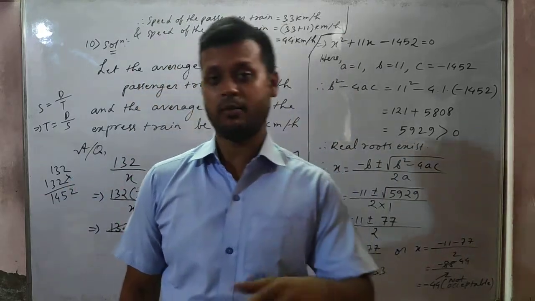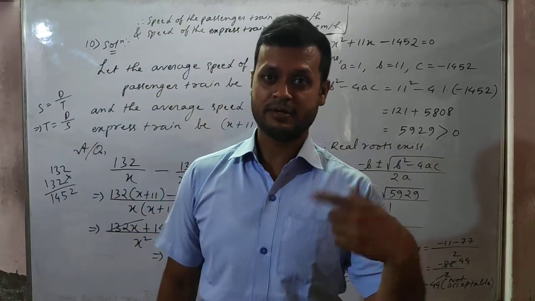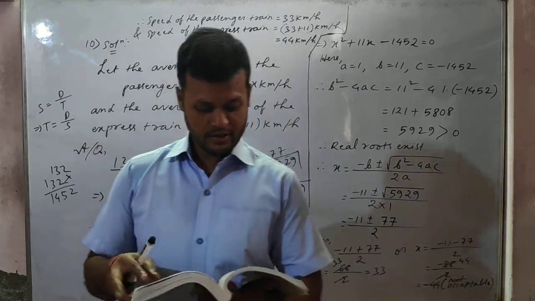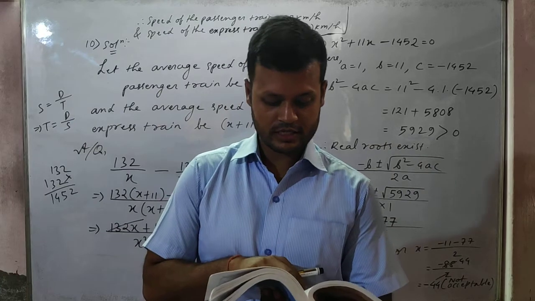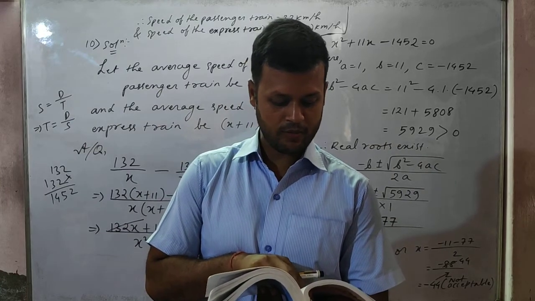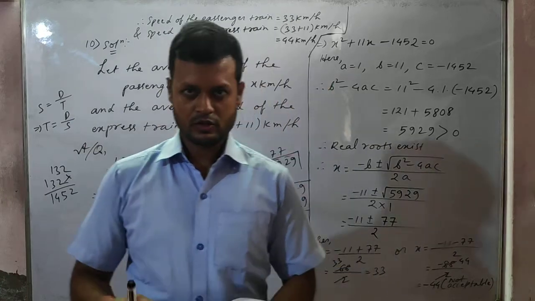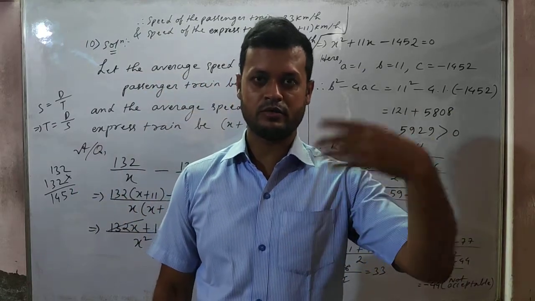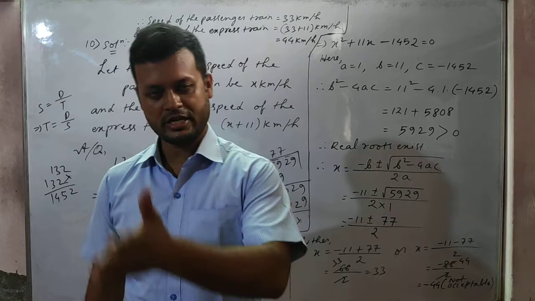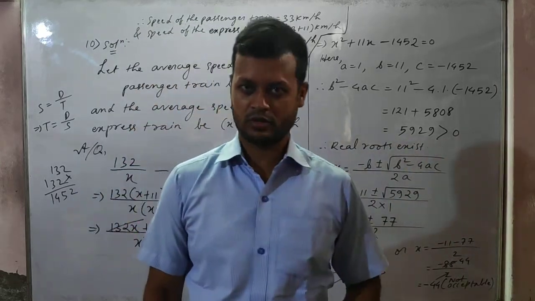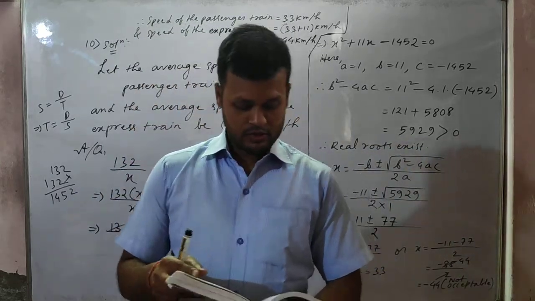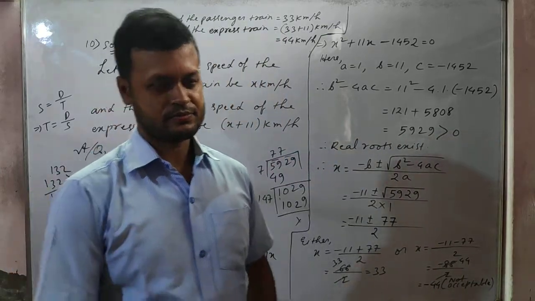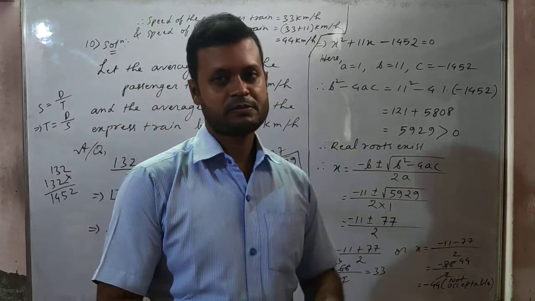That means how much time does the passenger train take? The express train takes 1 hour less. It will take less, isn't it? So it is said here, without taking into consideration the time they stop at intermediate stations. That means that time is not considered. Whenever you travel to other places in a passenger train, the train stops several times. That time is not considered. So if the average speed of the express train is 11 km per hour more than the passenger train, then find the average speed of the two trains.